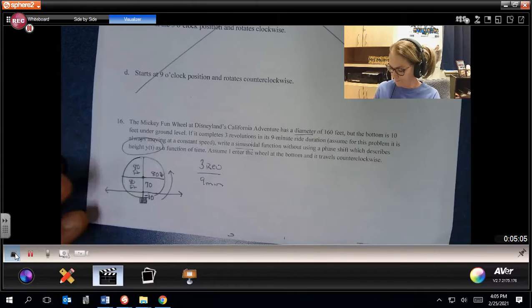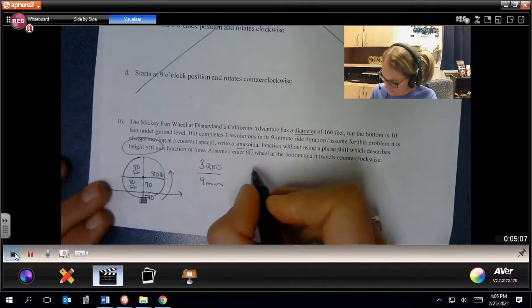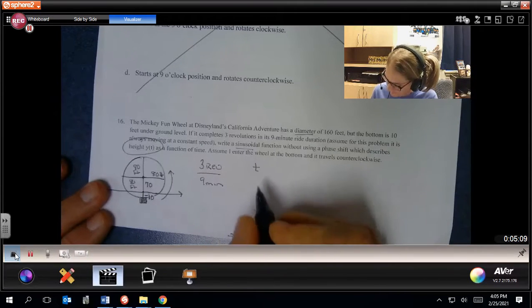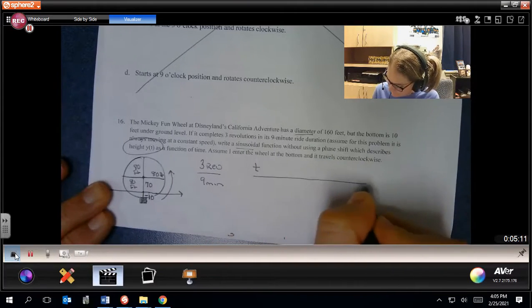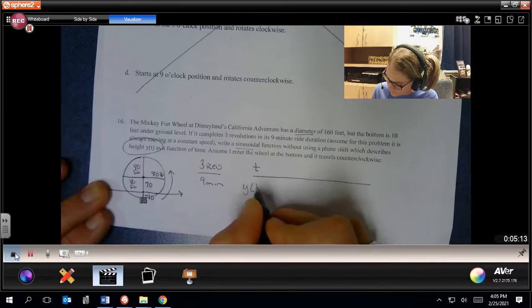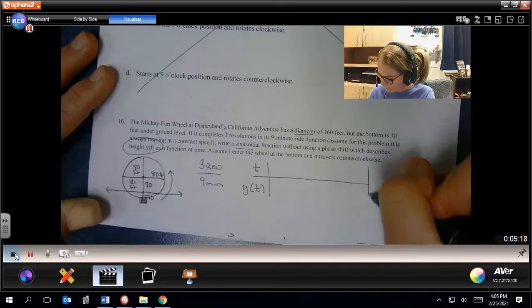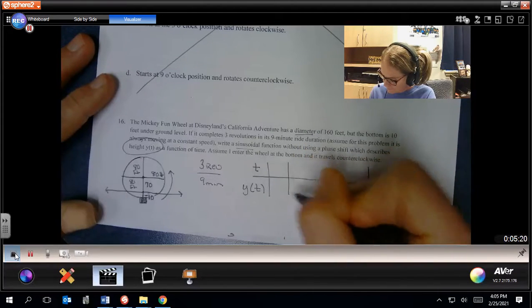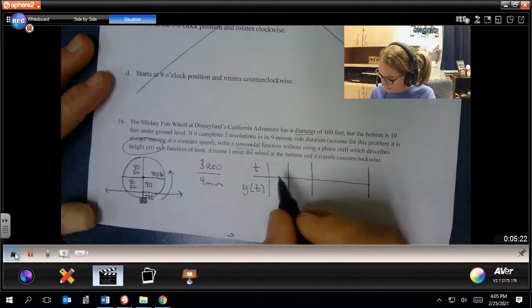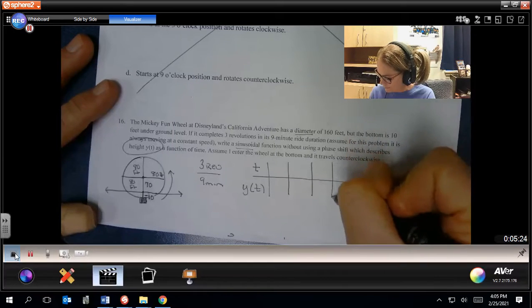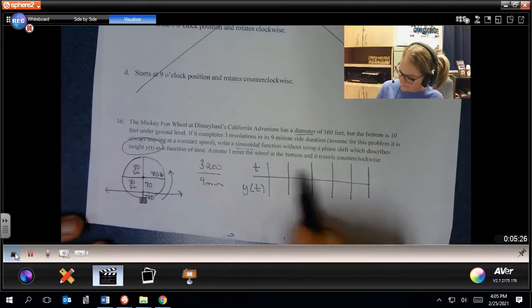Okay, so let's put this in a chart here. We got times, and we got vertical positions. Okay, so this is sinusoidal. So we're going to need a start, a finish, a halfway, quarter. There you go. So you're going to need these 5 values.